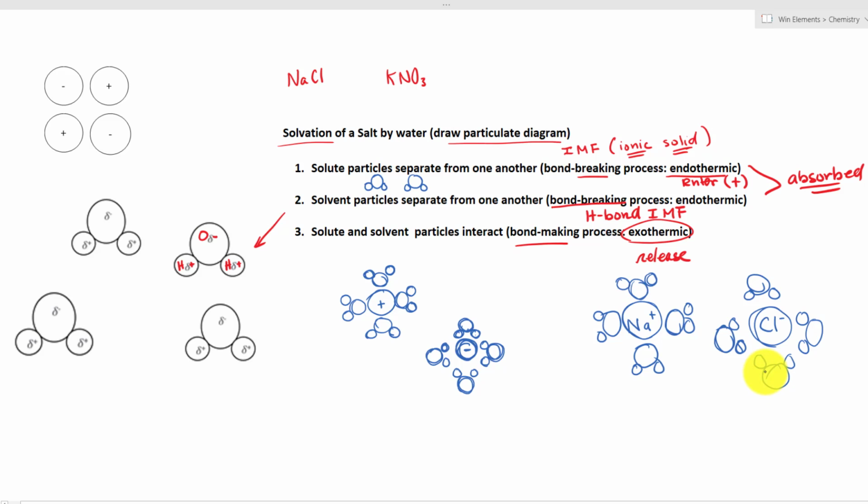In addition to knowing how to draw the particulate diagram, it's also important to understand what happens to the energy, where energy is absorbed in the bond breaking process when we separate into ions or break the hydrogen bonds. And then the last step is when we form them together. In this case right here, we are going to release energy instead.